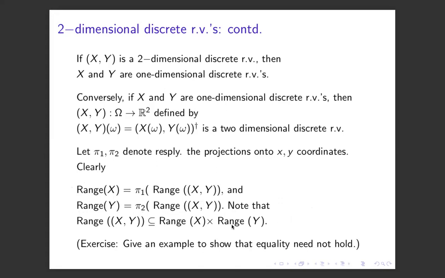And you can easily check that the range of (X, Y), this two-dimensional map, is contained in the Cartesian product of the range of X and the range of Y. But this can be a strict inclusion. This may not be equal. So I leave it to you to find an example to show that equality need not hold. That is, find an example where the range of (X, Y) is strictly a subset of range of X times range of Y. Very simple examples you can consider.